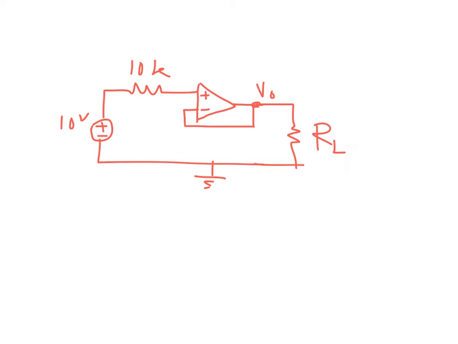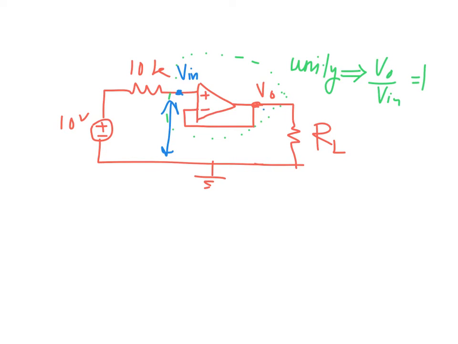Returning back to this Vn, if we have this configuration of the unity buffer, it means unity, it means 1. So VO over Vn equals 1. It means the voltage here will be the same voltage here. Nothing will depend on the value of R.